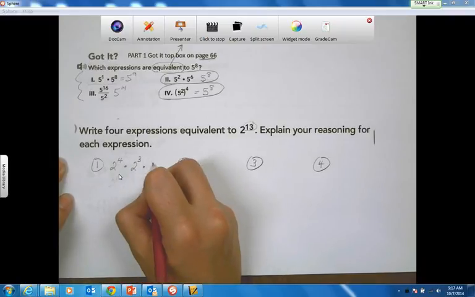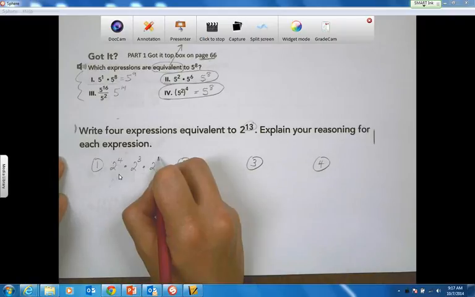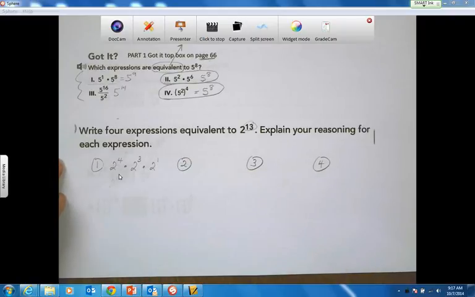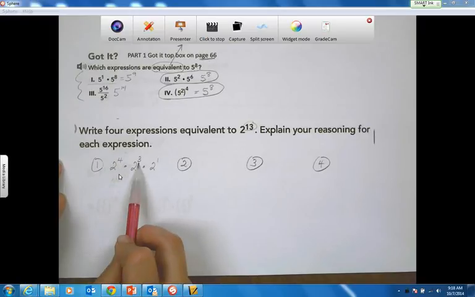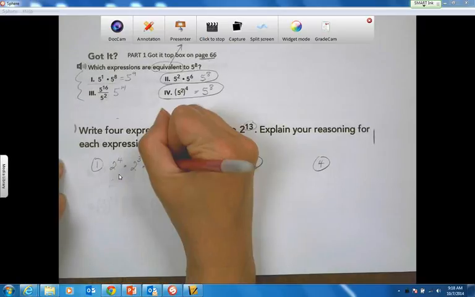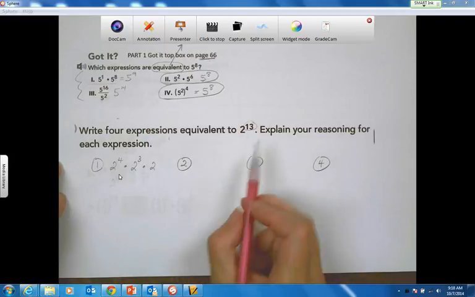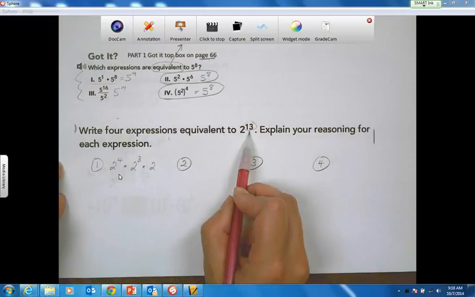All right, so let's look at this first one. This is the got it box at the bottom of page 66. That's where I am for this one. All right, this is 9 to the 12th, and then 9 to the 36 over 9 to the 3rd. What do I need to do on this side?